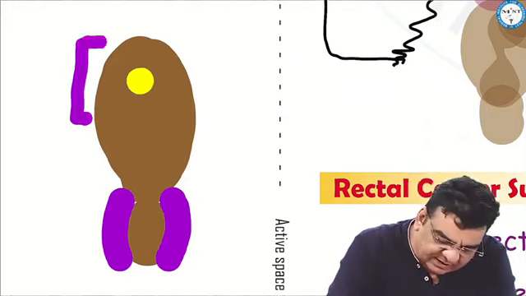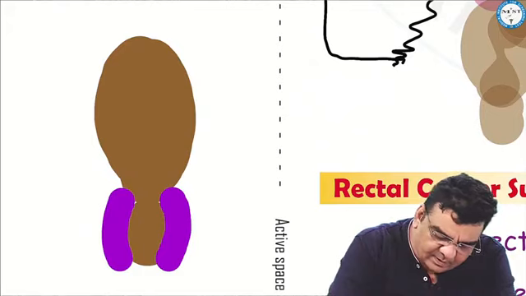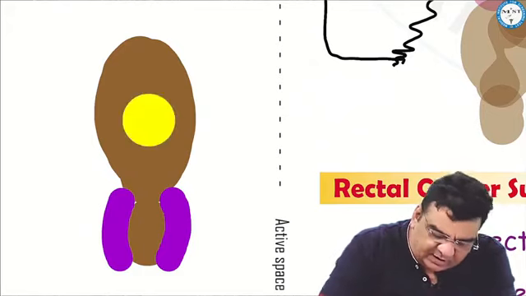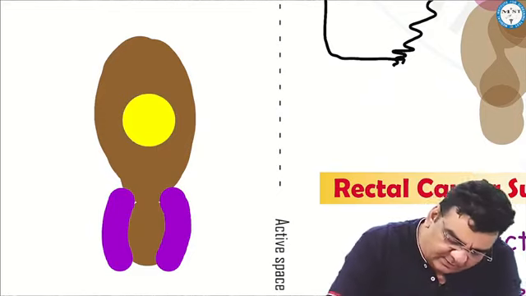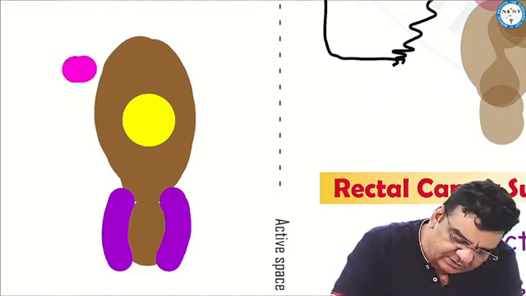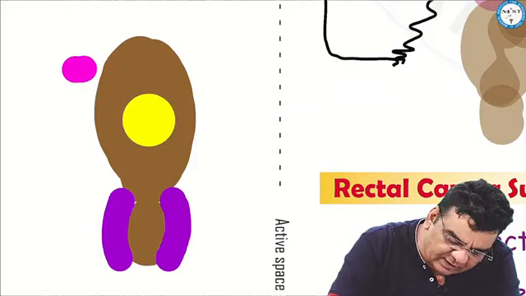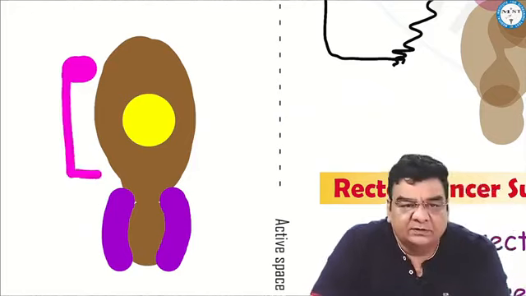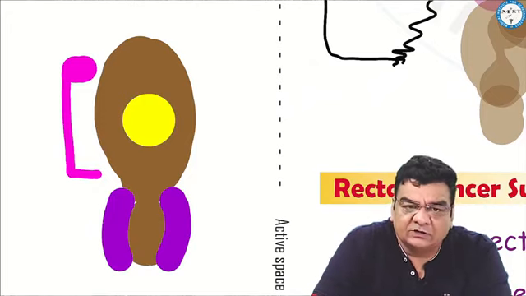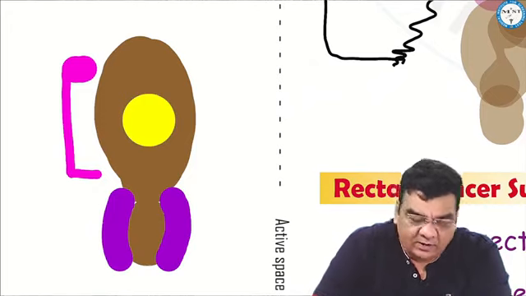Suppose I say that cancer is situated in the middle of the rectum, suppose here. Now here also you will be taking a 2 centimeter margin, so you might have to go a little down and you might remove this like this. This is called low anterior resection.